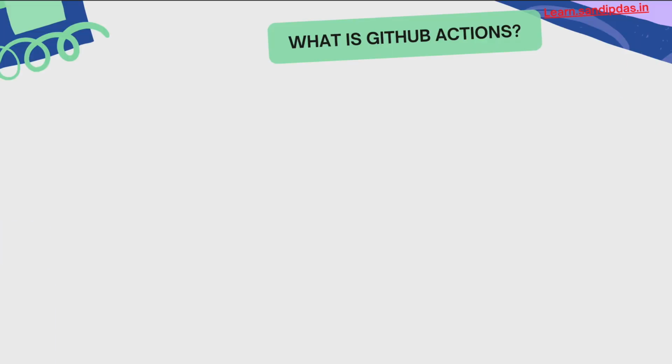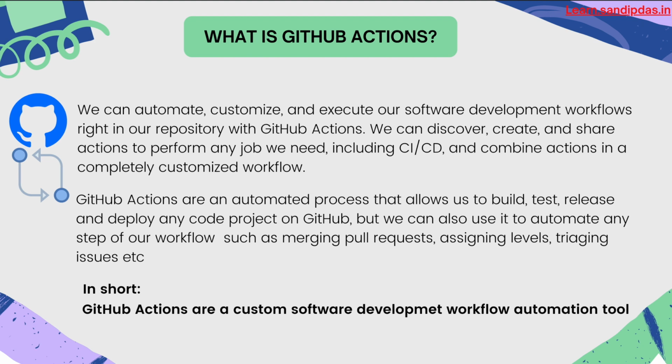So, the very first question you might have in your mind: what exactly is GitHub Actions? We can automate, customize, and execute our software development workflow right in our GitHub repository with GitHub Actions. We can discover, create, and share actions to perform any job we need, including CI/CD, and combine actions in a completely customized workflow. GitHub Actions is an automated process that allows us to build, test, release, and deploy any code project on GitHub. But we can also use it to automate any step of our workflow, such as merging pull requests, assigning labels, triaging issues, etc. So in short, GitHub Actions is a custom software development workflow automation tool.